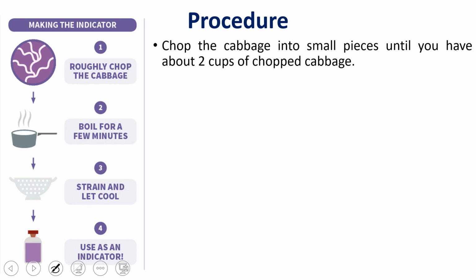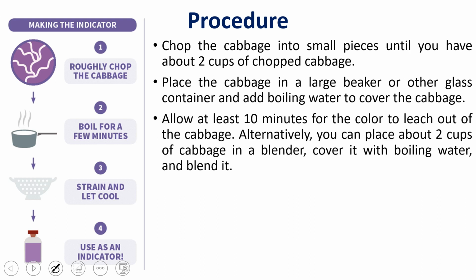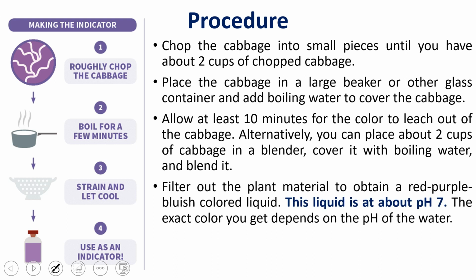Chop the cabbage into small pieces until you have roughly 2 cups of chopped cabbage. Place this cabbage in a large beaker or other glass container and add boiling water to cover the cabbage. Allow it to sit for 10 minutes for the color to leach out of the cabbage. Either you can first chop it, put it in a beaker and then boil it, or you can place about 2 cups of cabbage in a blender, cover it with boiling water and then blend it. So both ways you can do it.